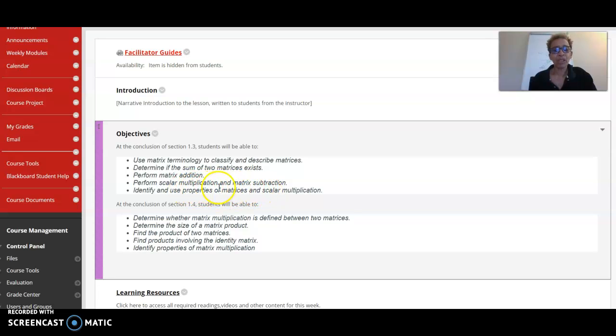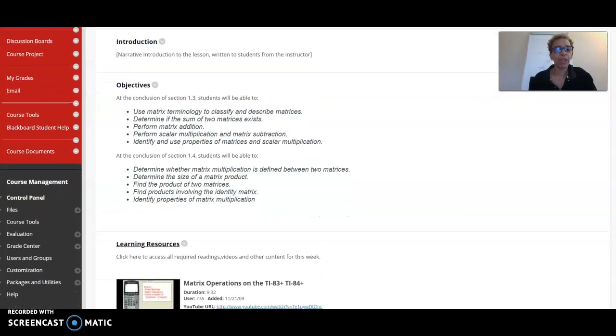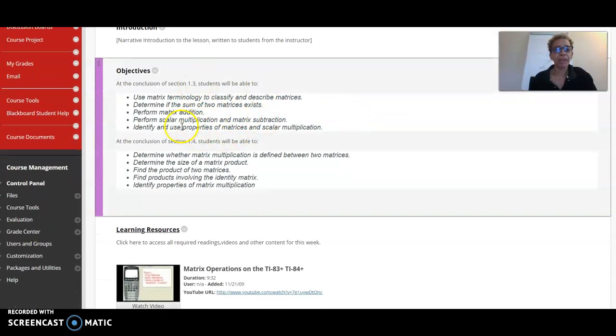Again, these you can definitely do with the calculator, and I have a calculator video here as well. I'll show you. And identify and use properties of matrices and scalar multiplication. I think there are some other properties involved, maybe matrix transpose and things like that, and those things can be done in the calculator as well.